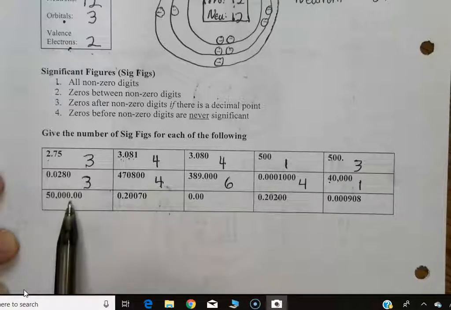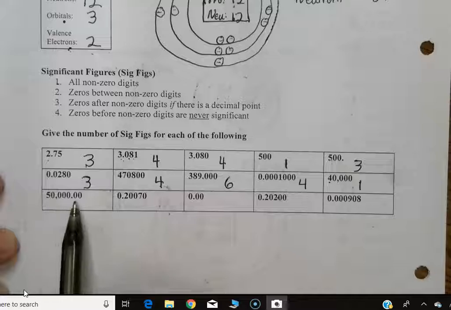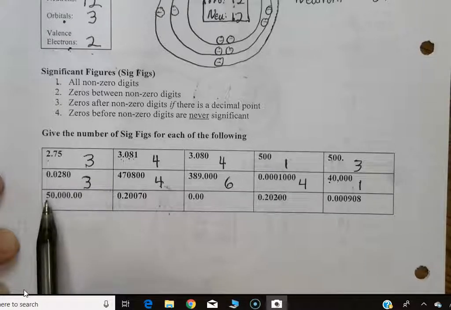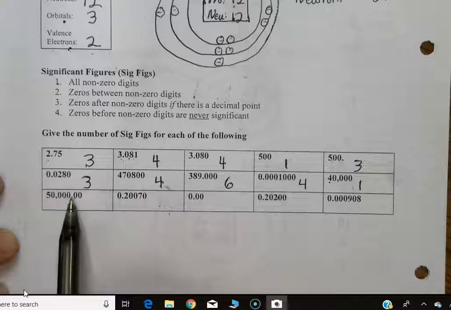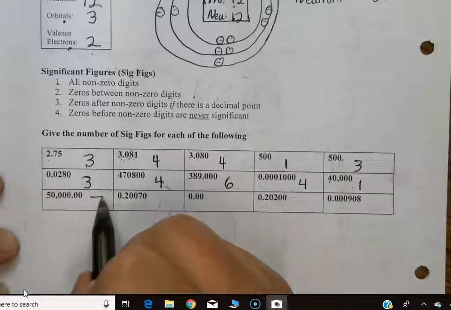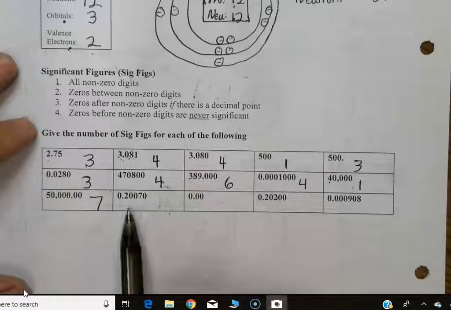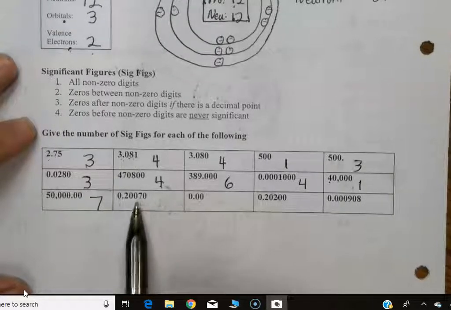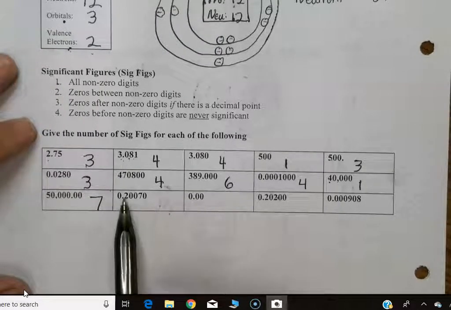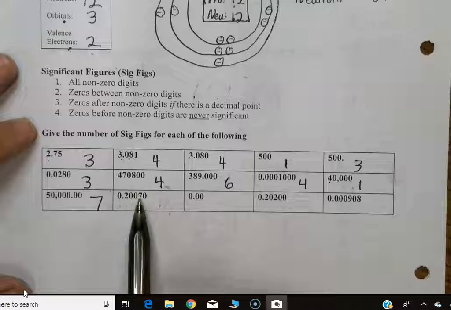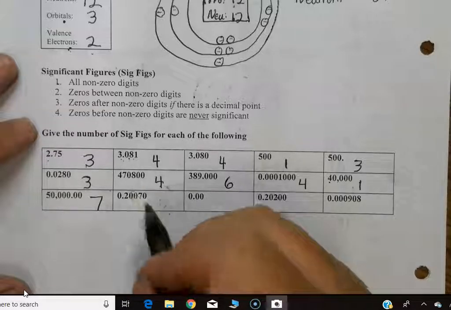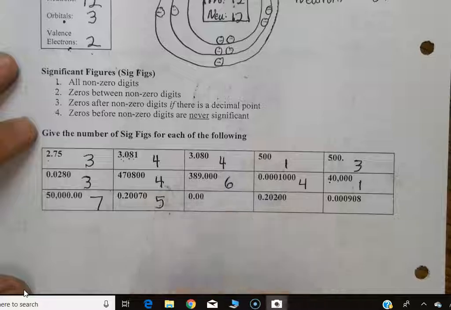50,000, you do have a decimal point. That makes all of these trailing zeros significant. The comma, again, is irrelevant. So it's 1, 2, 3, 4, 5, 6, 7 significant figures there. Okay, here we have non-zero. We have zeros in between two non-zeros, and we have a trailing zero with a decimal point. So that's 1, 2, 3, 4, 5. The leading zero is never significant, so that's 5.